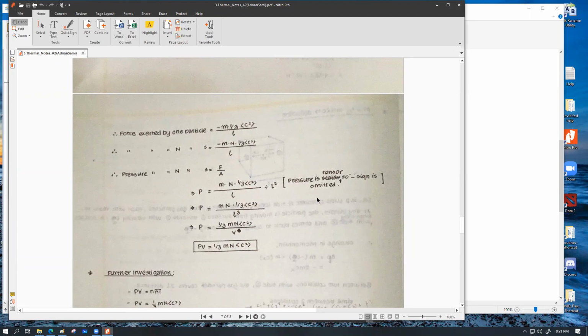I'm not quite sure how, I cannot explain this properly, but what I know is that pressure is a tensor. So because pressure is a tensor, we have omitted the minus sign over here. That's just a simple piece of information that you need to remember. It is never going to be asked in your question why this minus sign was removed.